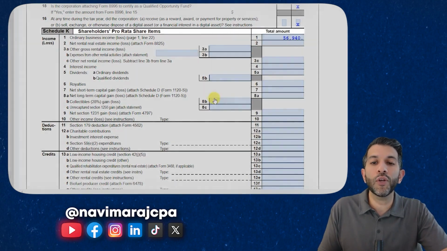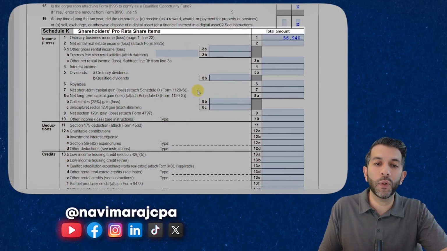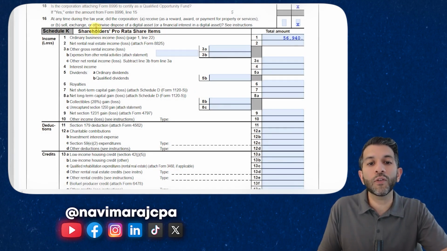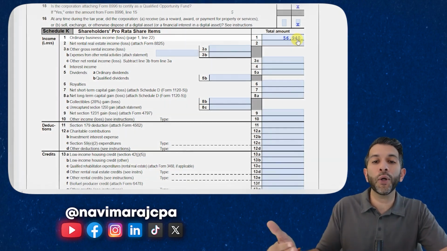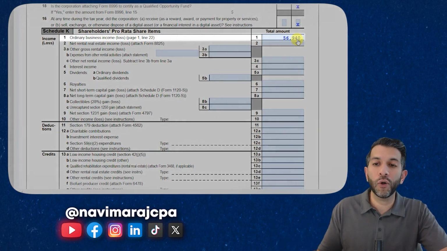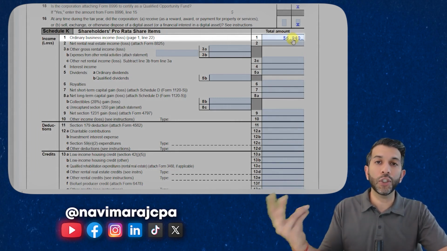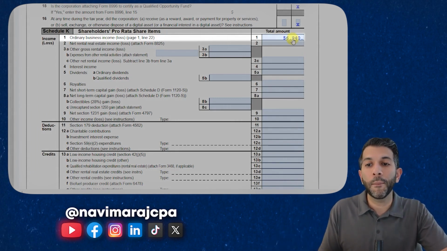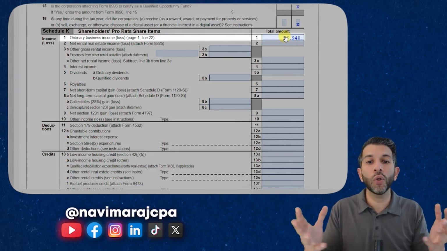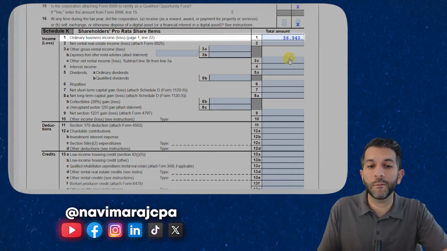Okay, this is showing you the shareholders' pro rata share items. Now we only have one shareholder in this example, so this would be the gross amount of business income that the S Corp earned. And then if you had multiple shareholders, this number, 56,940, would be split into two if you had two shareholders. But this is the gross amount. So the total business income would show up here, okay?